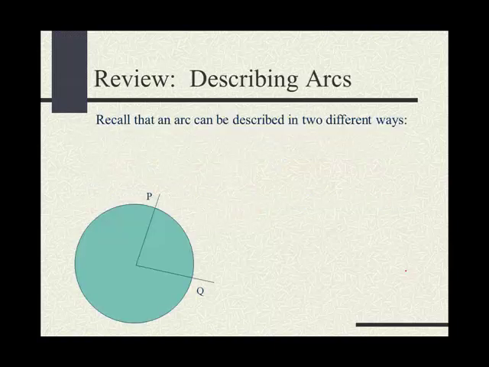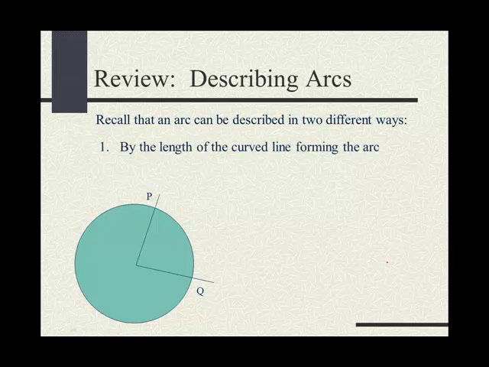Let's review first of all how we describe arcs. Recall that an arc can be described in two different ways. First, it can be described by the length of the curved line that forms the arc. So, if we look at the arc PQ in the drawing below, the one that is shaded now in gold, if the length of that curved line was 7.64 centimeters, then we could write arc PQ is equal to 7.64 centimeters.